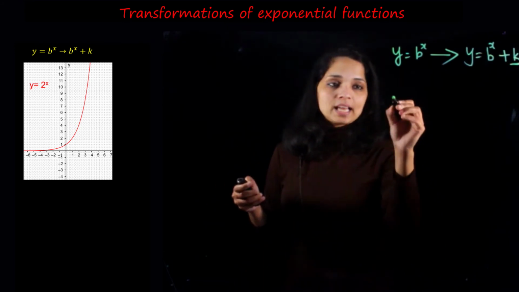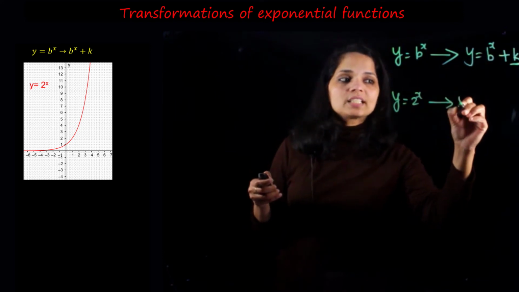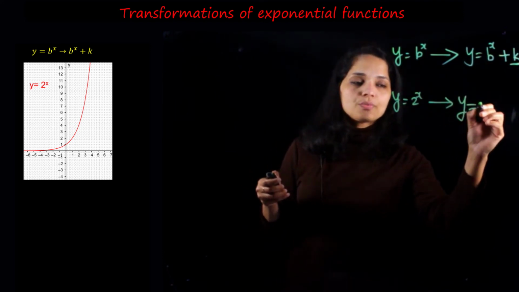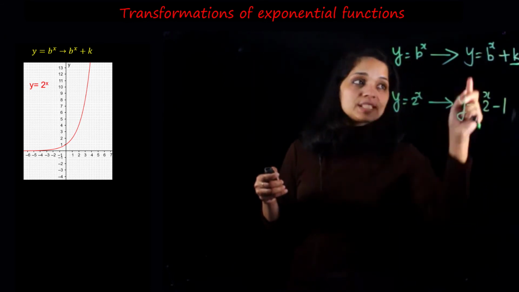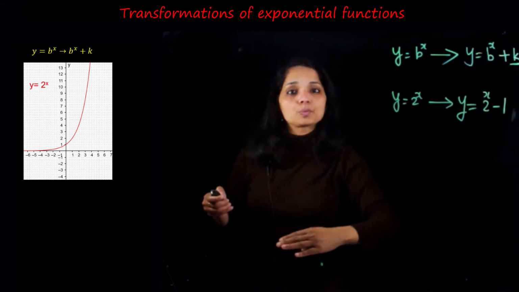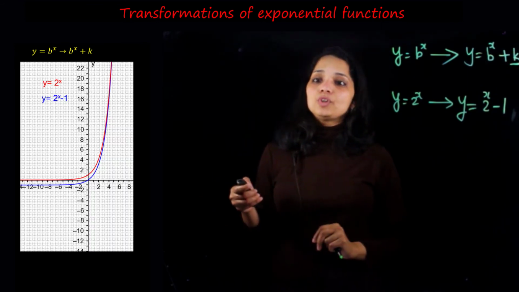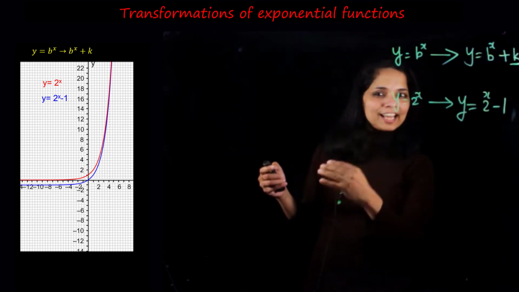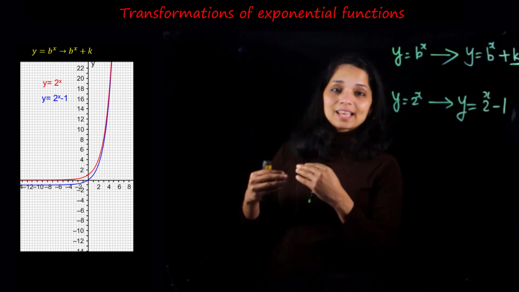Let's do an example. y equals 2 to the power x, the parent function, is getting translated to the function y equals 2 to the power x minus 1. You can see that k is minus 1. So this simply means the whole graph is pushed down by 1 unit. This is how the new function looks, and you can see that the horizontal asymptote, y-intercept, all these things have changed.